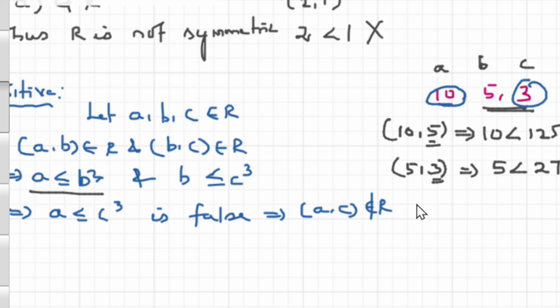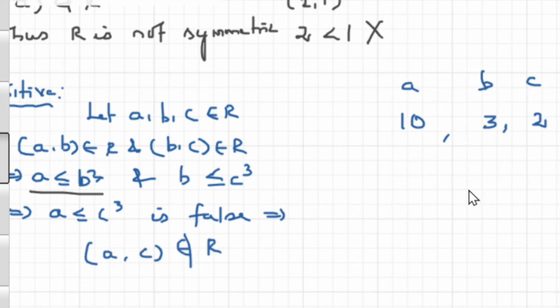Then we have to compare the first and the last one, a comma c, which is 10 comma 3. So here you see 10 is less than the cube of this one, which is 27. Even though the first condition is satisfied for this set of numbers, we cannot conclude that it is true. We have to check a different set of numbers.